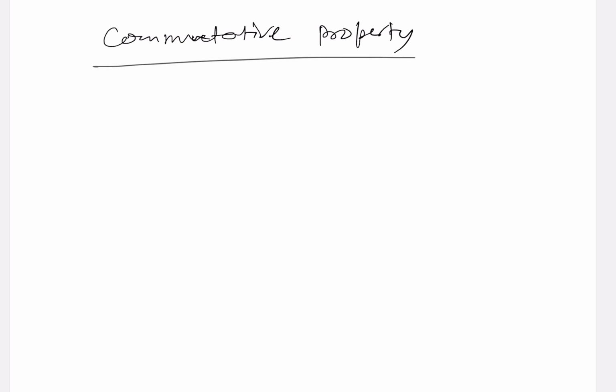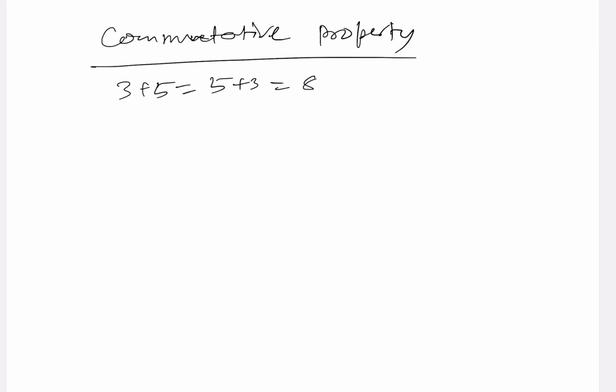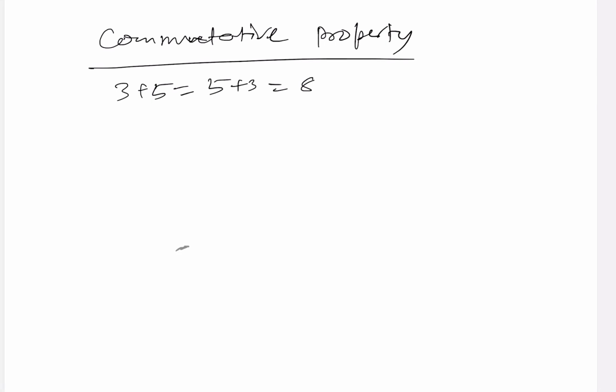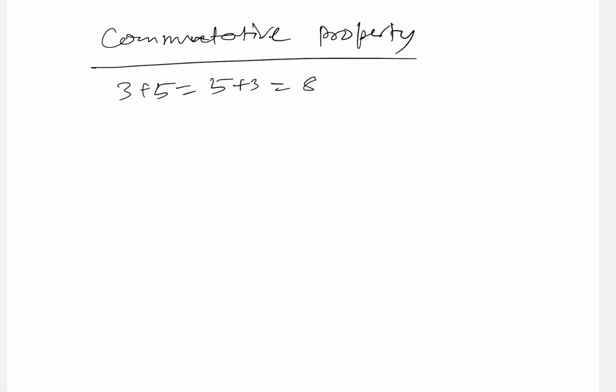Now we will see the commutative property. The commutative property is like 3 plus 5 is equal to 5 plus 3, that is 8. That is, whole numbers can be added in any order. Addition of two whole numbers is commutative.